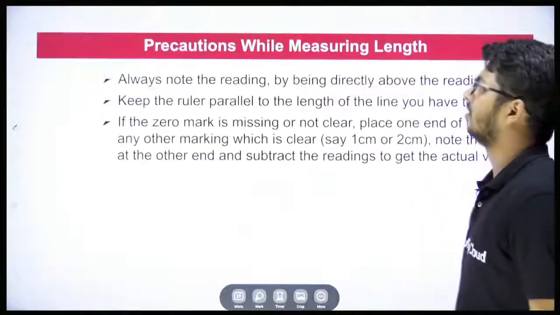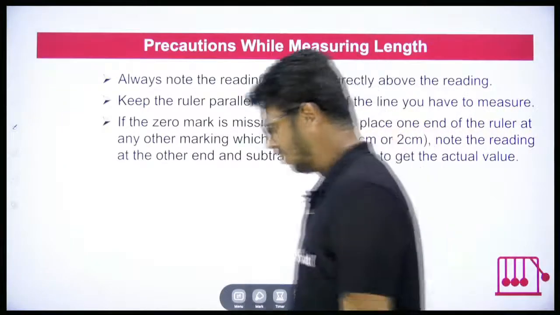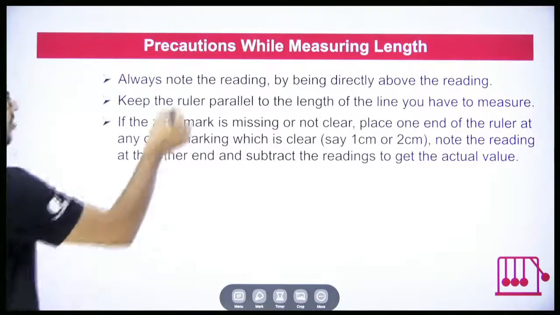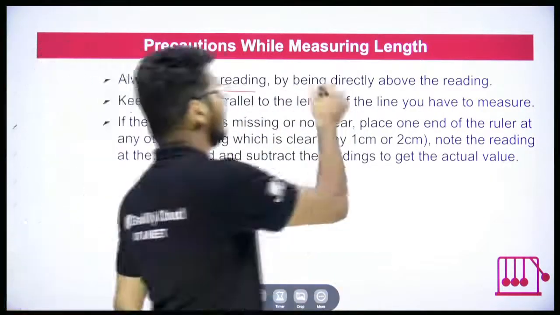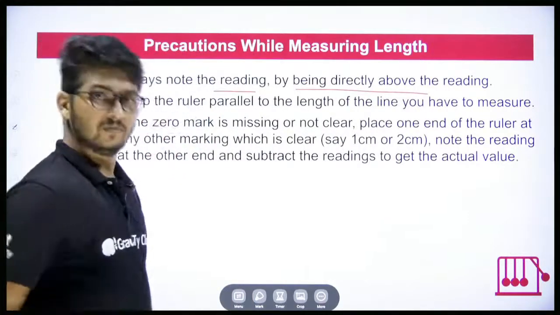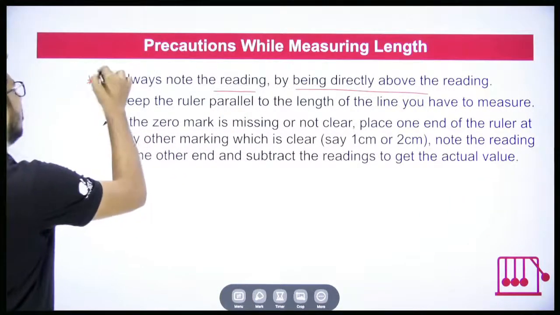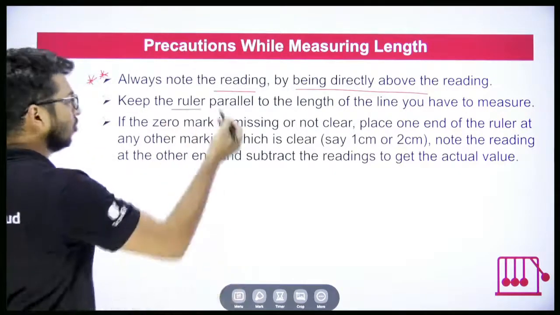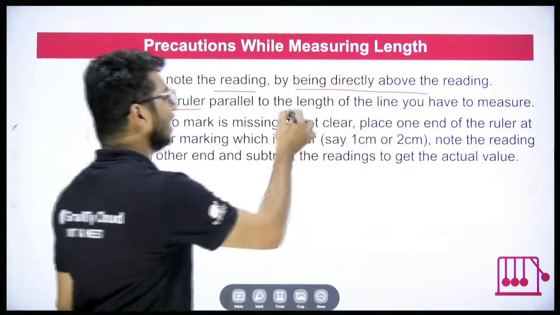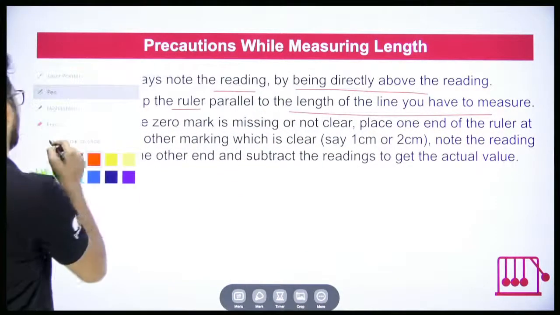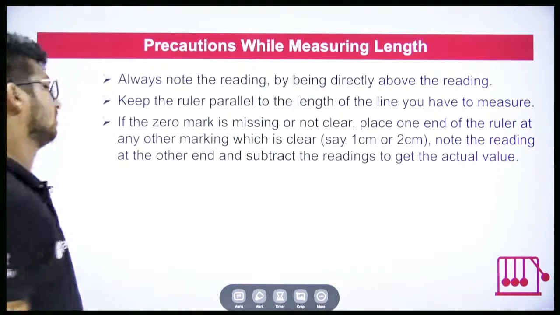Right? Okay. Now there are some precautions that you have to take while measuring length always. Always note the reading by being directly above the reading. Directly above. Very important, or else you will get a wrong reading. There are chances that you will get a wrong reading. Keep the ruler, the scale, parallel to the length of the line you have to measure.